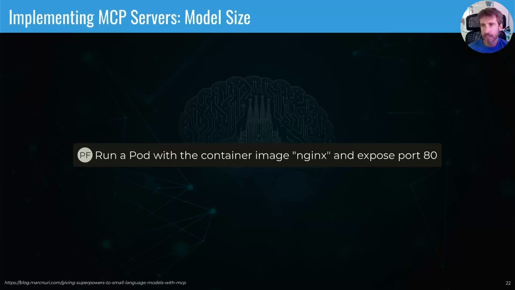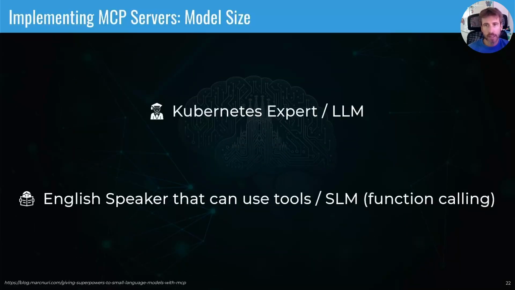So considering this model size and maybe a user interaction like "run a pod with the container image nginx and expose port 80", depending on what size the model has, we could consider two different kinds of personas. Usually, when I do this with a live audience, I would try to pick someone from the audience who is a Kubernetes expert and will act as the large language model, so someone who is knowledgeable in Kubernetes and can perform tasks using kubectl or whatever.